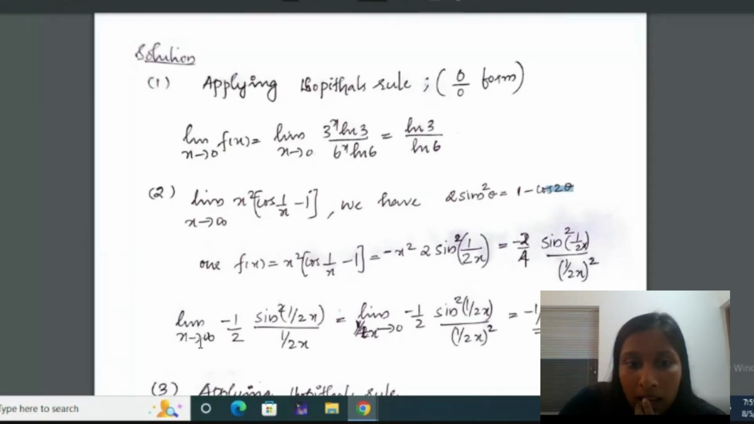Okay. So then we are applying the limit as x tends to infinity: minus 1 by 2 into sine square 1 by 2x by 1 by 2x. As x tends to infinity, this 1 by 2x tends to 0. So we are just changing it as 1 by 2x tends to 0. So minus 1 by 2 of this value. It is of the form limit theta tends to 0 sine theta by theta, of square of that. So it will be 1 square. So it will be minus 1 by 2, I think.